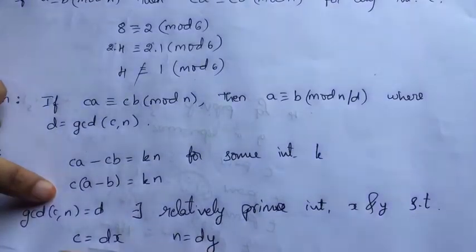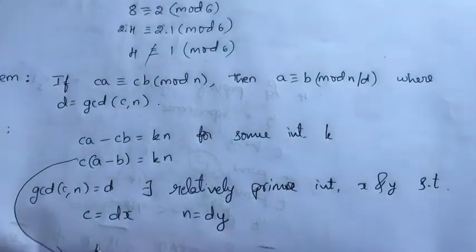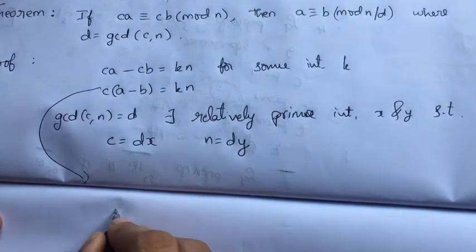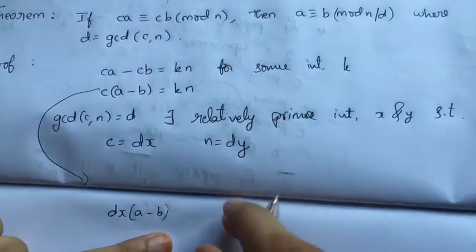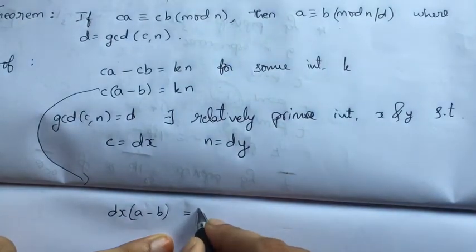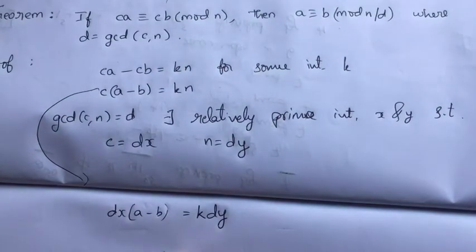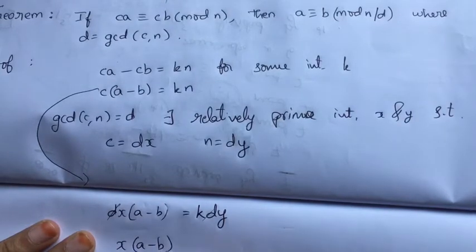Now I substitute C and n in this equation, so that this equation becomes dx into A minus B, which is equal to k into dy. Now I can cancel d, so that x into A minus B equals ky, right?